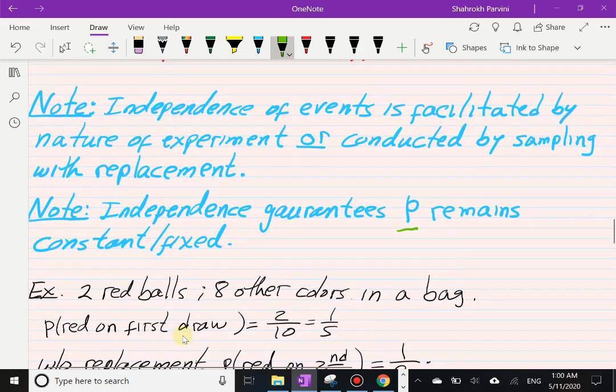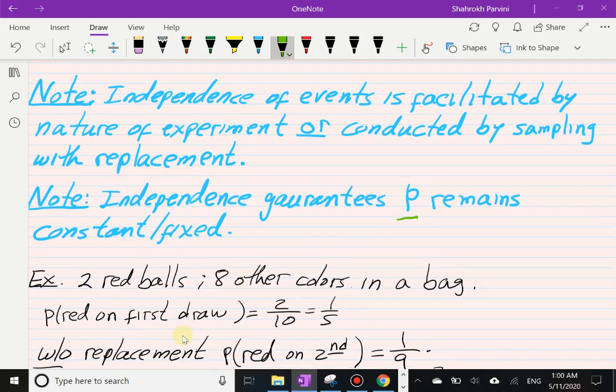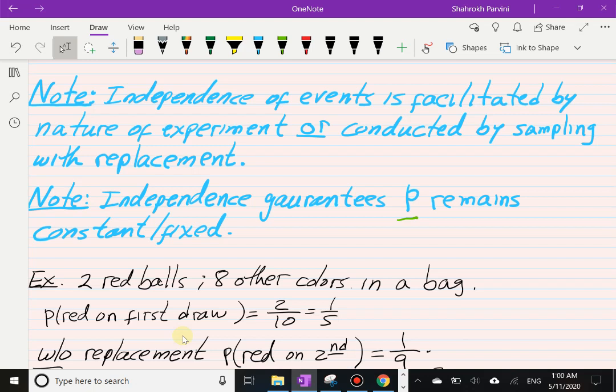And here's an example of making a selection with or without replacement, and how it can affect the probability. Suppose that there are 2 red balls and 8 other colored balls in a bag, and I'm going to choose one ball. I want to know the probability that it's a red ball on my first draw. Well, there are 2 red balls, the favorable outcomes, and 10 possible outcomes. The probability is 1/5. Pretty straightforward.